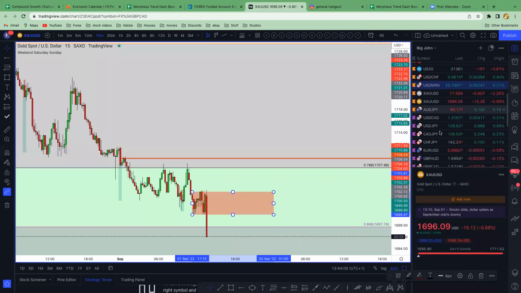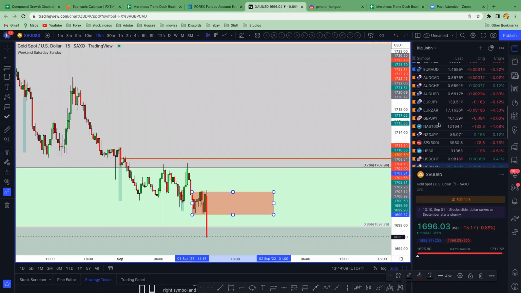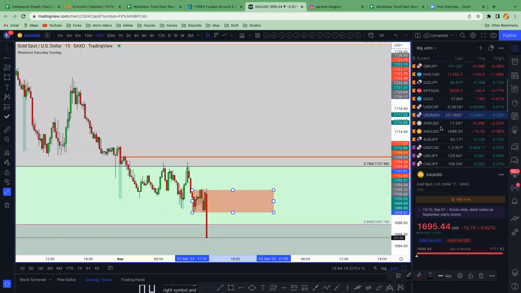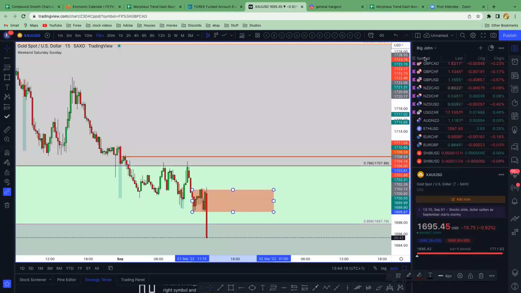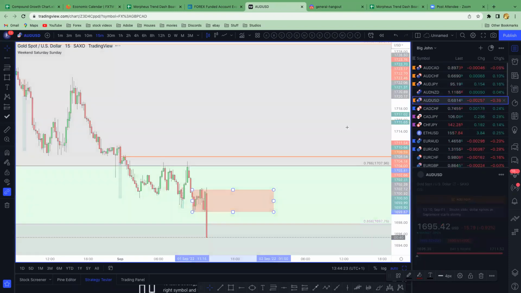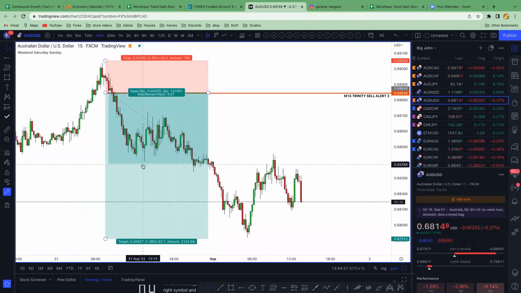Where is it? AUD USD. I'm trying to see where it is. Okay, let me show you. There you go. So you can see it's even trying to continue to go back down. So this is the trade basically here.